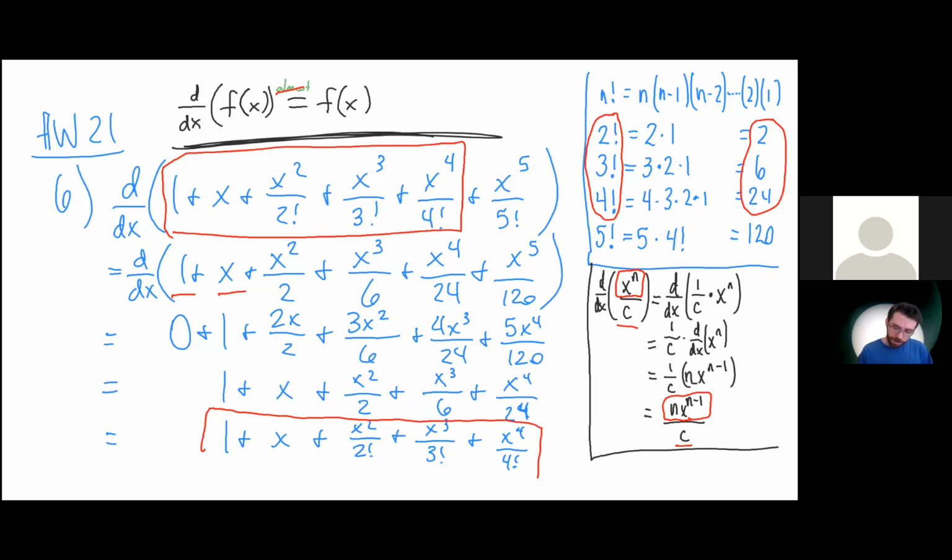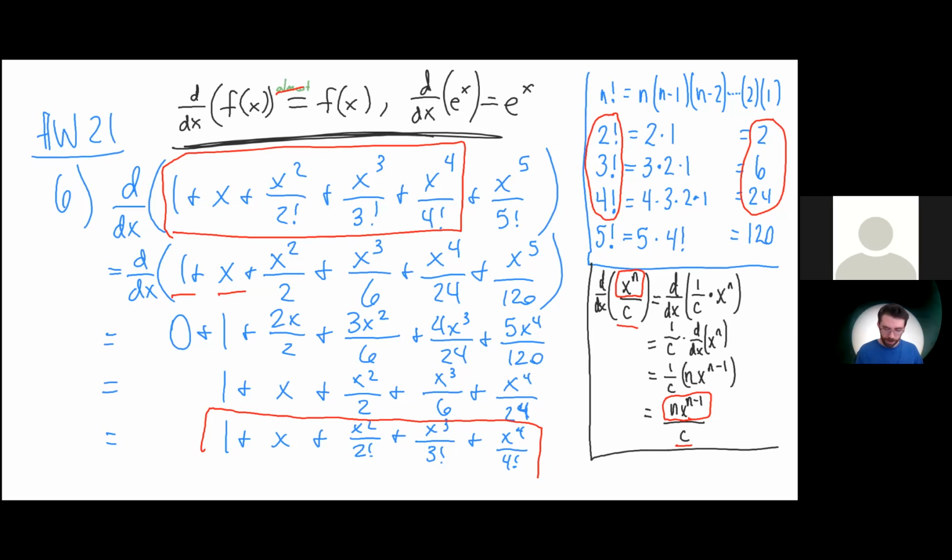The function that works for that is e to the x. We know that if I put e to the x in here and I take the derivative, it doesn't change. Derivative of e to the x is e to the x. Okay. So my guess is there's something intimately related between these two functions, between this kind of chaotic looking thing, 1 plus x squared over 2 plus and so on, and e to the x.